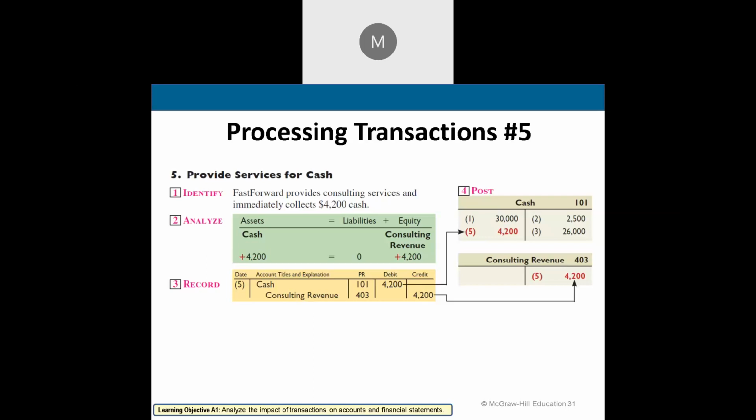So I increase my assets, which is my cash, and I increase equity, which is my revenue. Remember, within equity, we've got owner's contributions minus owner's withdrawals plus revenue minus expenses. All of those equal equity. Step 3, we debit the cash to increase our cash. We credit revenue to increase our revenue. And we post it to the ledgers.